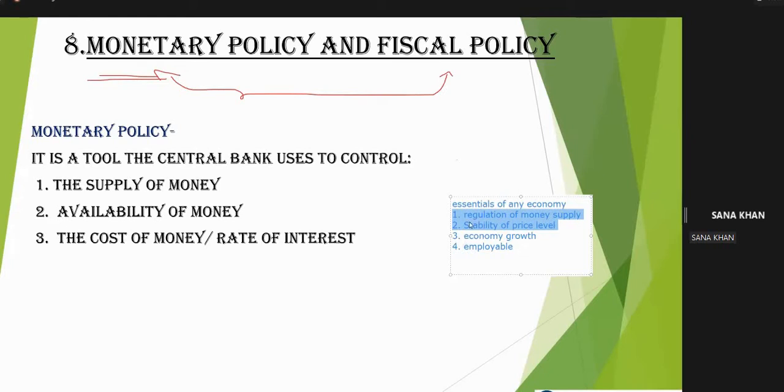These two are the first priority of monetary policy. Then the second priority will be given to economic growth and employability. But in the case of fiscal policy, the first preference will be given to economic growth and employability, and then stability of price level and the regulation of money supply will be given the second preference.